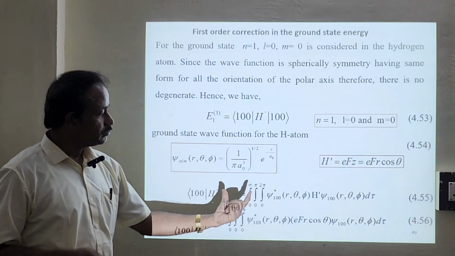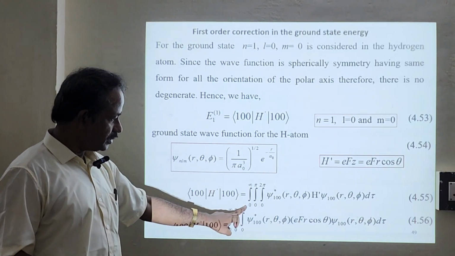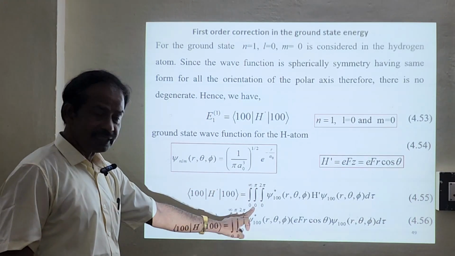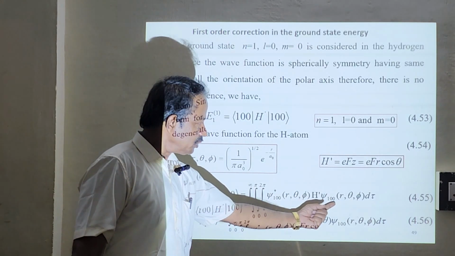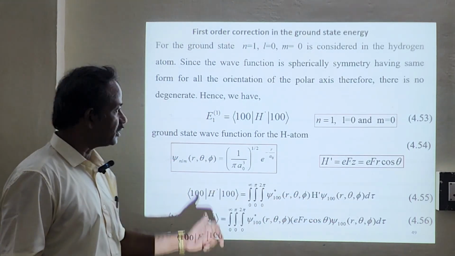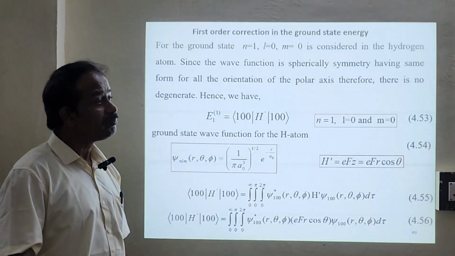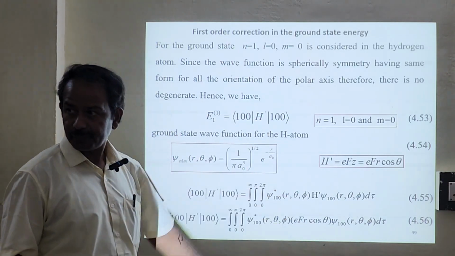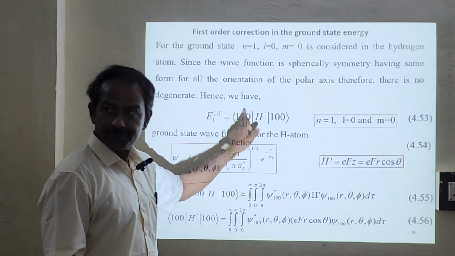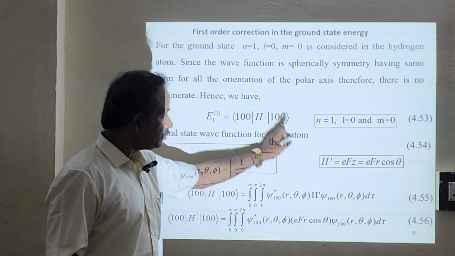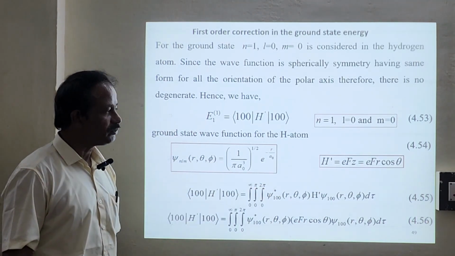So we will have to use polar coordinates, with three limits: this is for the radial part, this is for the theta part, and this is for the phi part. H' is sandwiched between the wave function and its complex conjugate. This is written in terms of the matrix method, and this is written in terms of wave mechanics. Both are the same. We are going to integrate and get the eigenvalue. This is a wave function, and this is its complex conjugate. The expectation value of H' is given by this expression, equation 4.55.